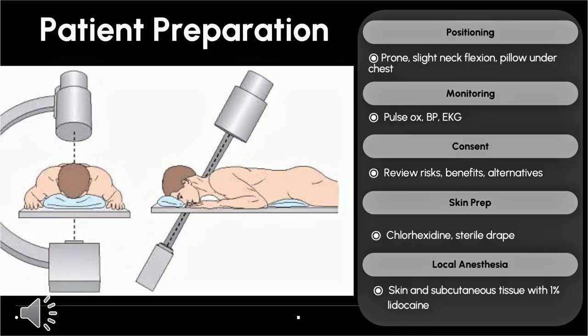Again, prone, neck in slight flexion. You can use a pillow under the chest to optimize fluoroscopy. Monitors on: pulse ox, blood pressure. This is not a minor procedure. Treat it like moderate risk anesthesia. Consent is crucial. Emphasize cord injury, vascular injury, and stroke. If the patient doesn't understand those risks, you haven't consented properly.